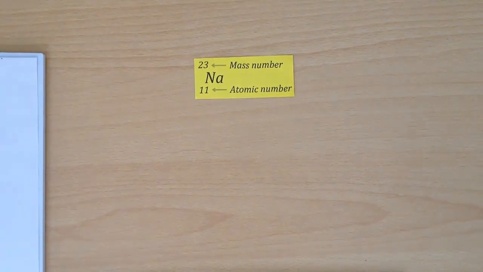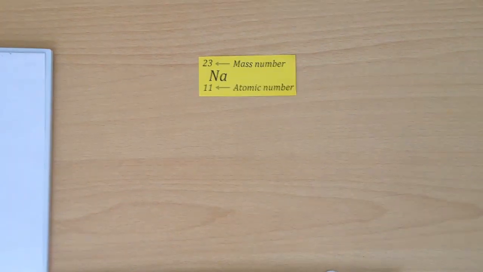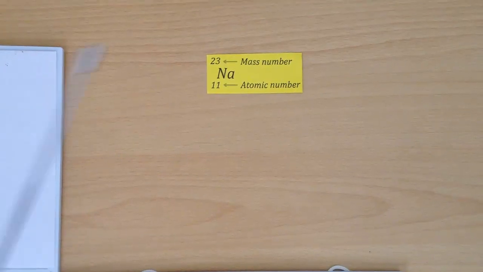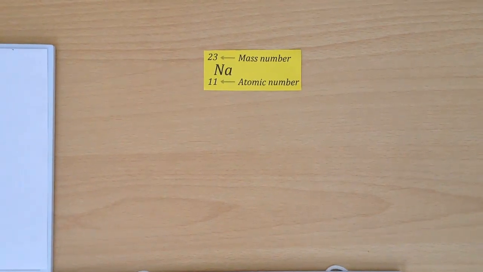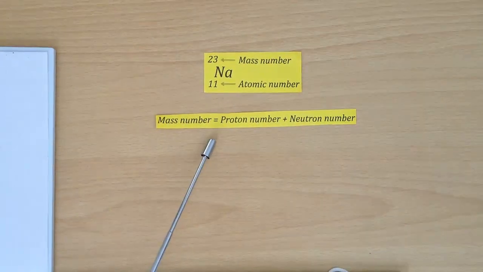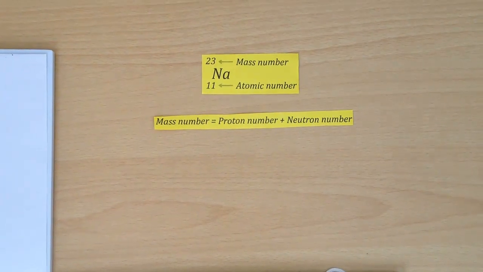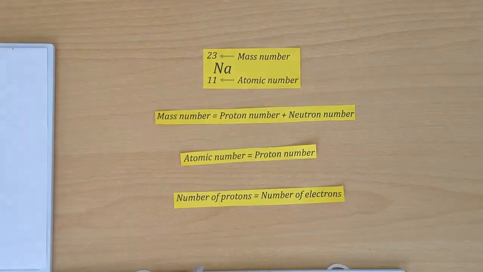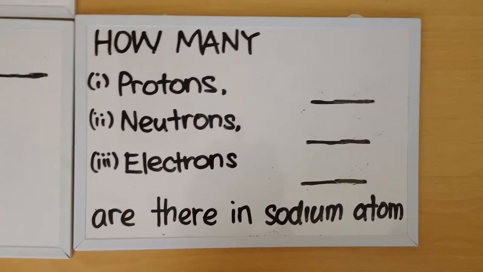Now, let us look at an example. Let us determine the electronic configuration of the sodium atom. From the atomic symbol, we can tell that the element sodium has a mass number of 23 and an atomic number of 11. The mass number of an atom, as we have learned, is the sum of the number of protons and neutrons in the nucleus. The atomic number, on the other hand, tells us the number of protons present, which is also the number of electrons. So, how many protons, neutrons, and electrons does the sodium atom have?